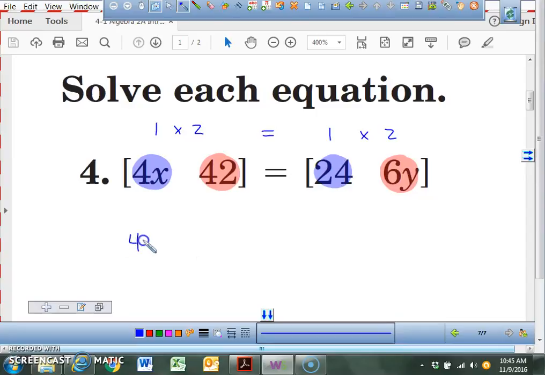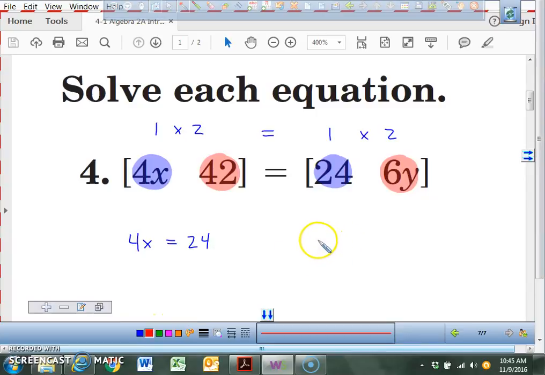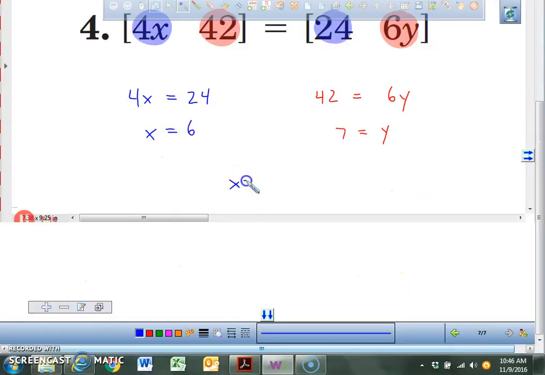So you're allowed to say 4x will definitely equal 24, and 42 will definitely equal 6y. So when it says solve each equation, you have to take each element and set it equal to the other element. I see a whole bunch of light bulbs going on. So y would be 7 because 6 times 7 is 42. That's right, and x would be 6. Perfect. x equals 6 and y equals 7. So for your answer, simply put x equals 6 and y equals 7.